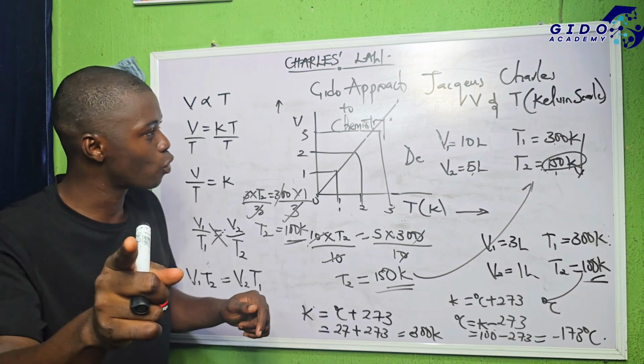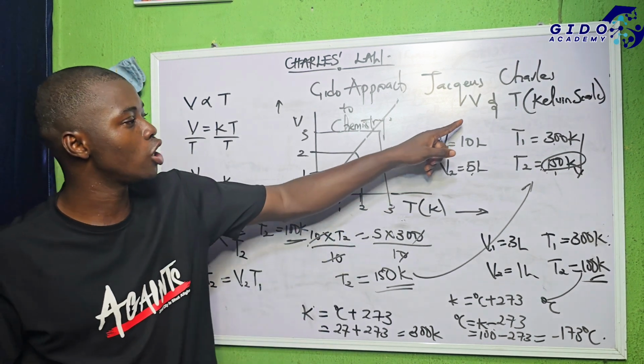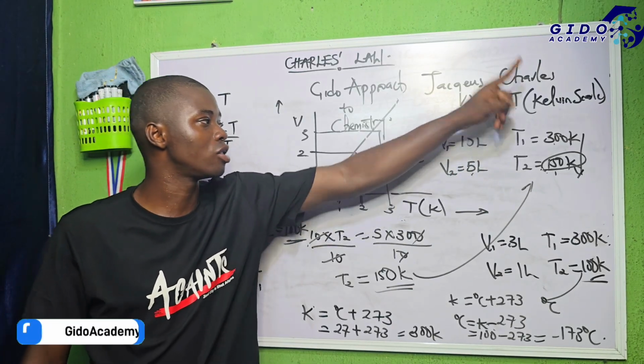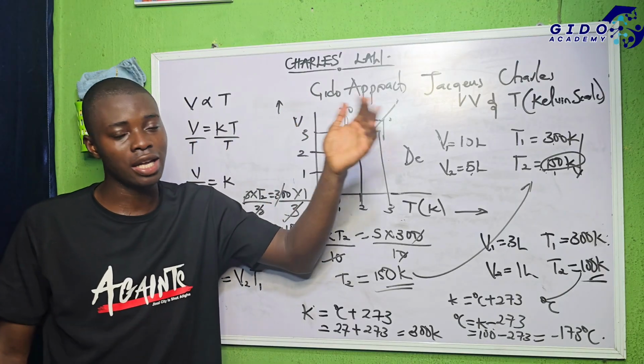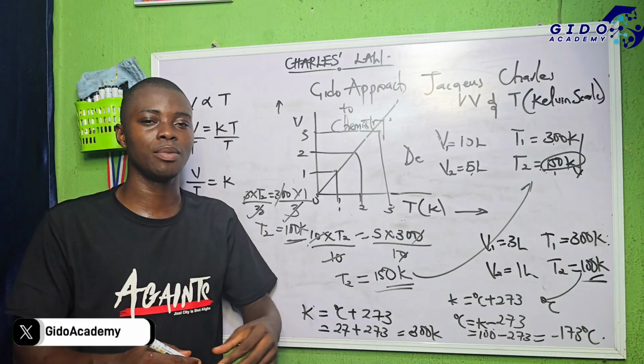Thank you. But before we go, just relax. Before we go, I have a question. What is the relationship between volume and temperature according to Charles? What kind of relationship do we have there? Is that a joint relationship? Is that inverse relationship? Is that partial relationship? I don't know. Drop that in the comment section.